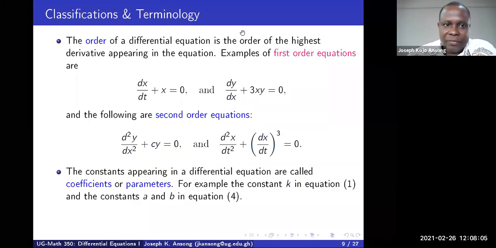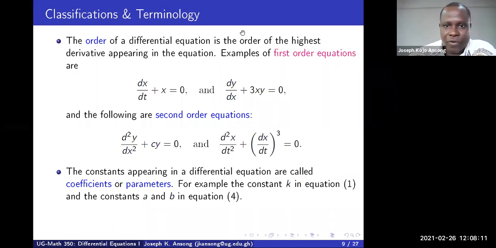We also have another classification, or if you like, a terminology, that has to do with the order of a differential equation. The order of a differential equation is the order of the highest derivative that appears in the equation, all right? For example, if I have an equation like this, I only have a first derivative. The x dt plus x is 0 is only a first derivative. This is a first derivative as well. And so these equations will be said to be first order. The order is 1, so it's first order differential equations.